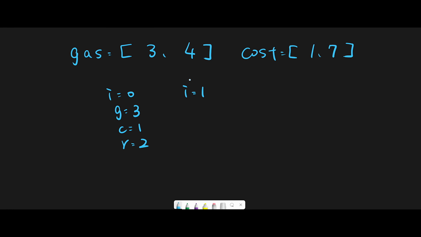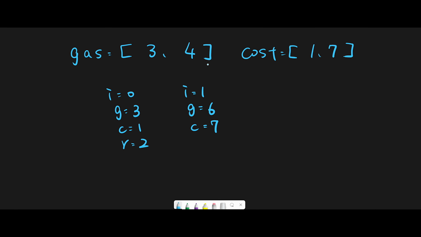So total should be 4 plus 2, right? And gas should be 6. And we use 7 gas to move to next place. So cost is 7. So we are short of gas. So that's why we can't start from index 0. So try to move the starting point to index 1.